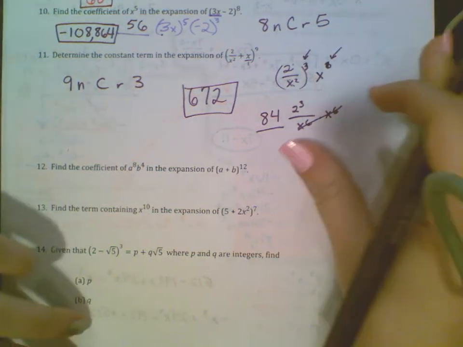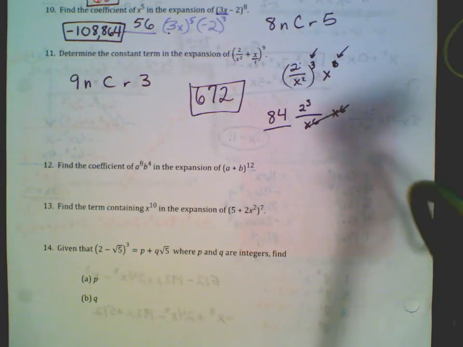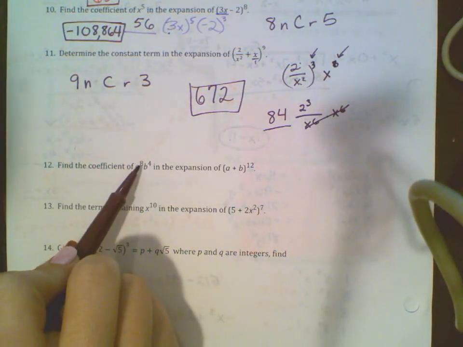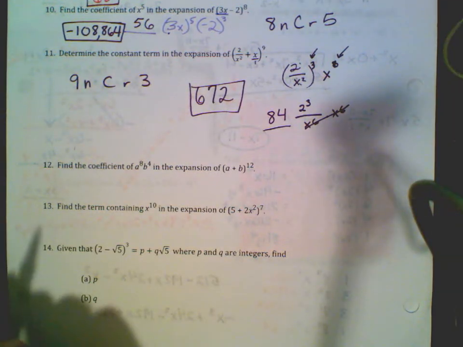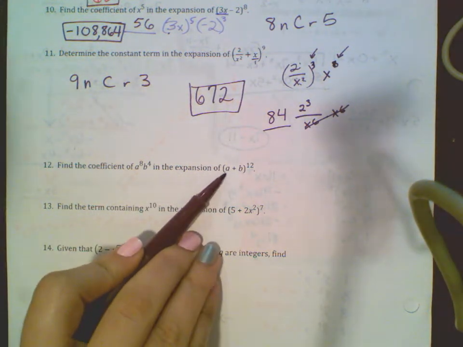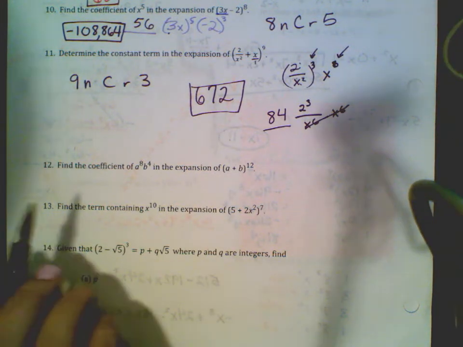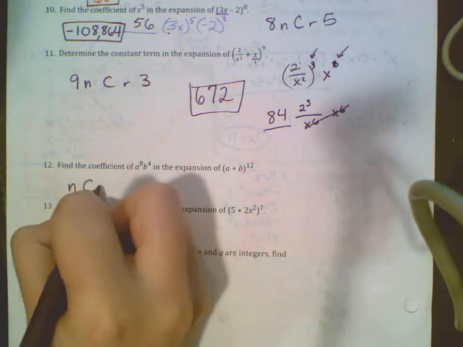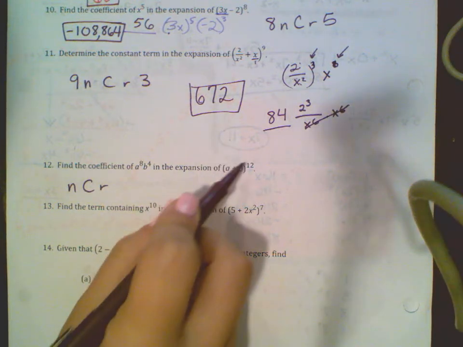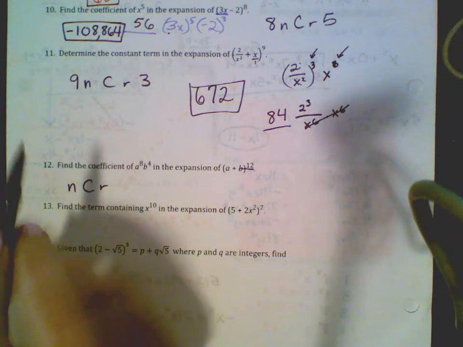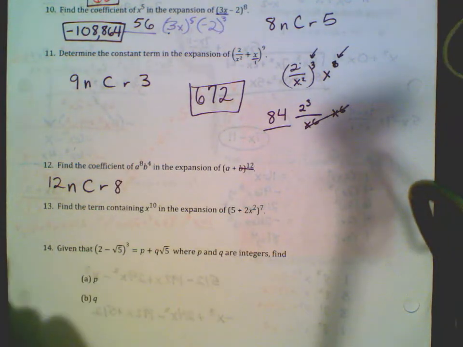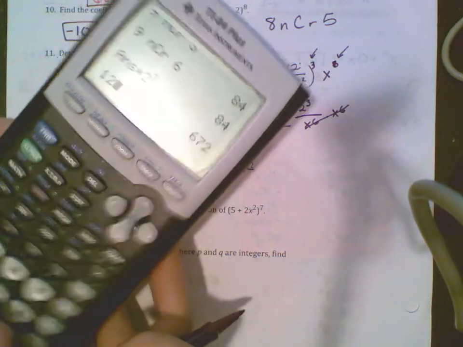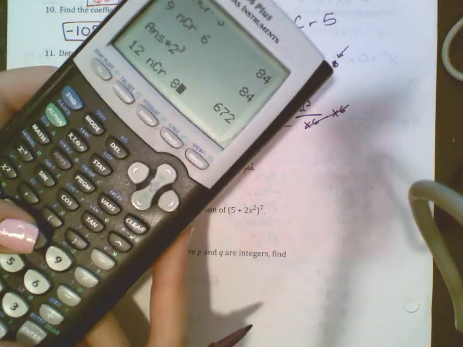For number 12, it says find the coefficient of a to the 8th, b to the 4th in the expansion of a plus b to the 12th. For this one, because there's no number attached to a or b, all we need to do is nCr in the calculator, where n is what came from the original, which is 12, and what we're looking for would be 8 or 4. So 12, press math, scroll over to probability, down to nCr, and put in 8.